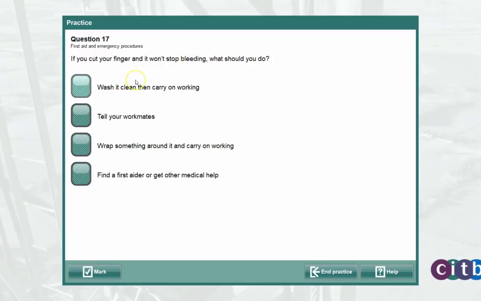If you cut your finger and it won't stop bleeding, what should you do? Wash it clean, then carry on working. Tell your workmates. Wrap something around it and carry on working. Find a first aider or get other medical help.